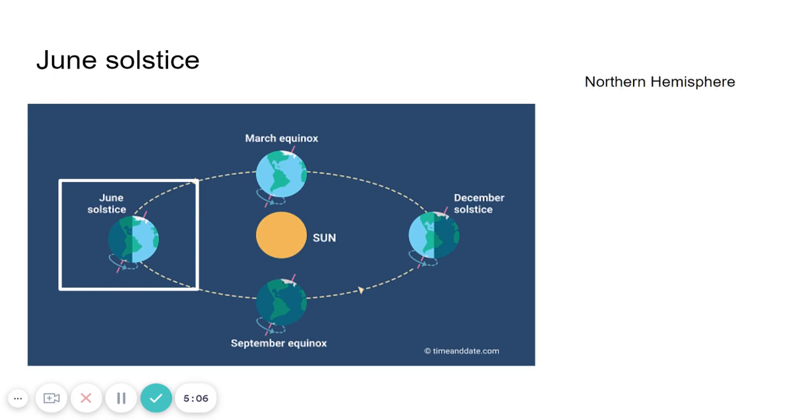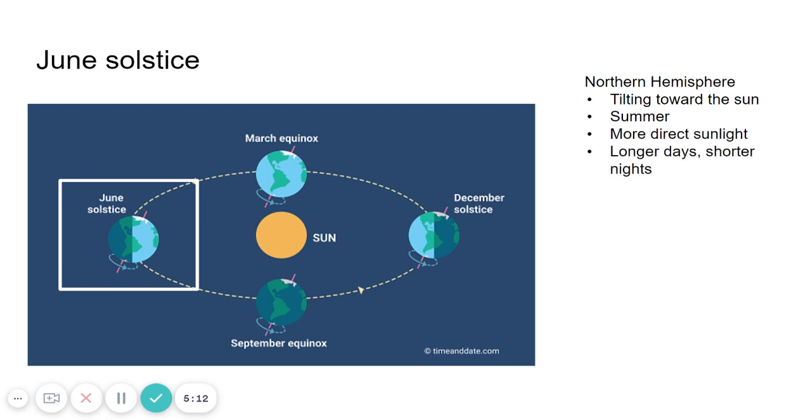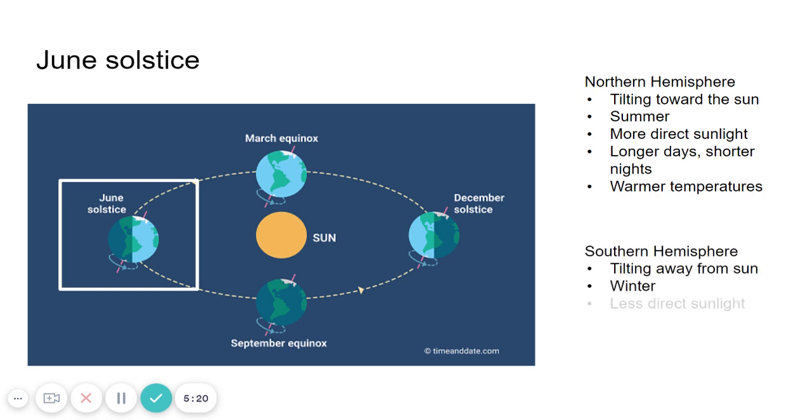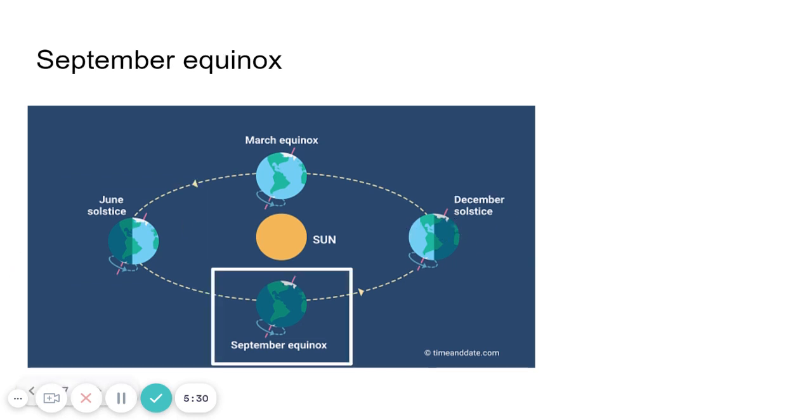June, now we think of June, we think of summer, and that is summer in the northern hemisphere: more direct sunlight, longer days, shorter nights, warmer temperatures. But in the southern hemisphere in June, the hemisphere is tilting away. And so this would be winter: less direct sunlight, shorter days, longer nights, and colder temperatures. So we have our winter in December, but the southern hemisphere has their winter in June.